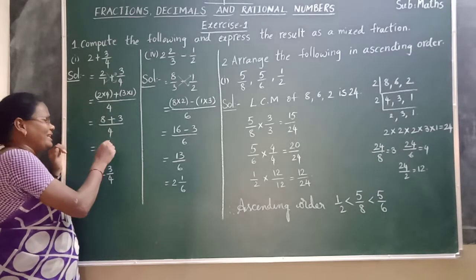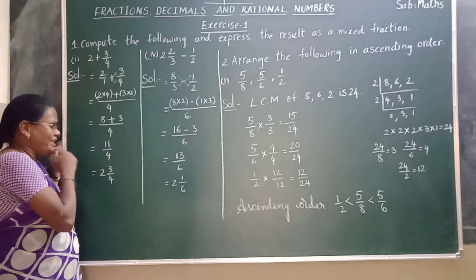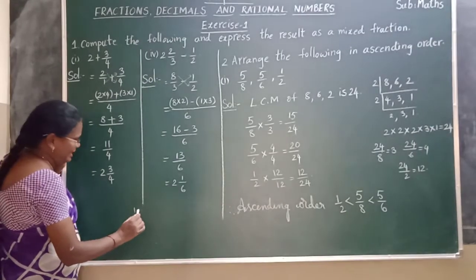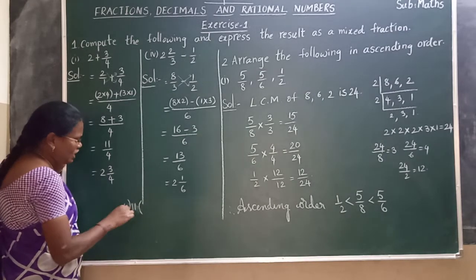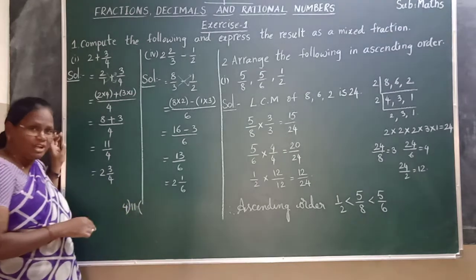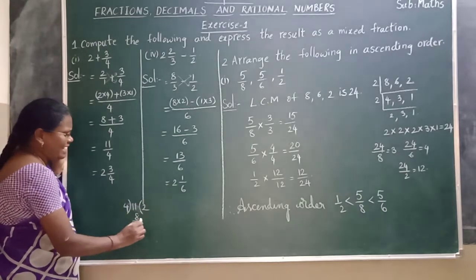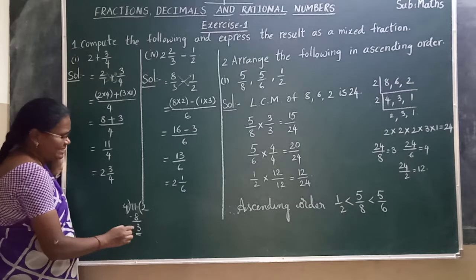Why? Because numerator is big, denominator is small. This 11 by 4, I am not doing it here. See children, 11 by 4. How many times does 4 go into 11? Less than 11. How many times will it go? 2 times. 2 4s are 8. 11 minus 8 is 3.